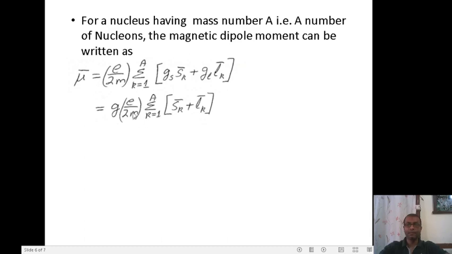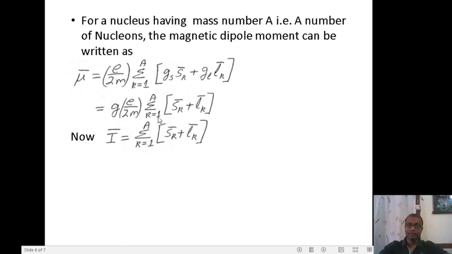So this can be written as e by twice m, summation k is equal to 1 to A, of (Sk plus Lk). So this Gs and Gl, we are clubbing together as a constant g. So for spin motion, g will be Gs. For orbital motion, g will be Gl. So we are clubbing it together into a single constant. We call it g.